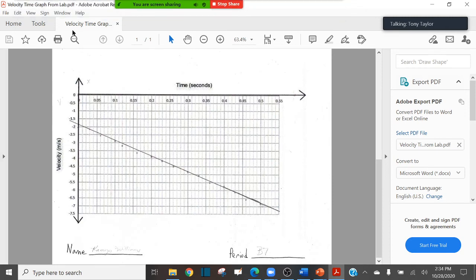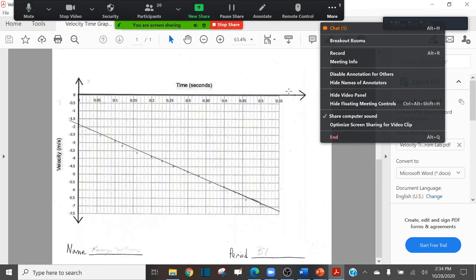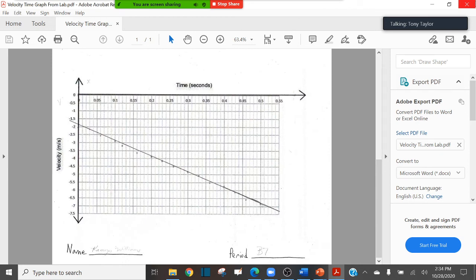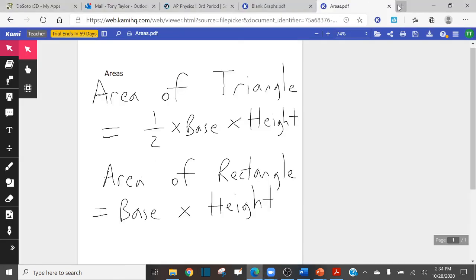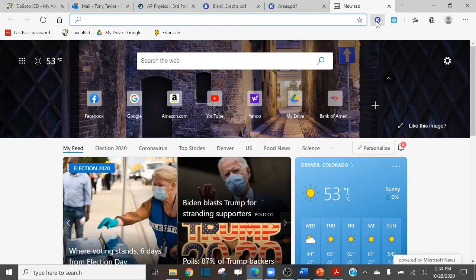Now, Stephanie, here in this case, you're going to actually have a triangle and a rectangle. I'm going to show you what I mean by that. Hold on, guys. Let me pull this up in Kami so I can annotate it.